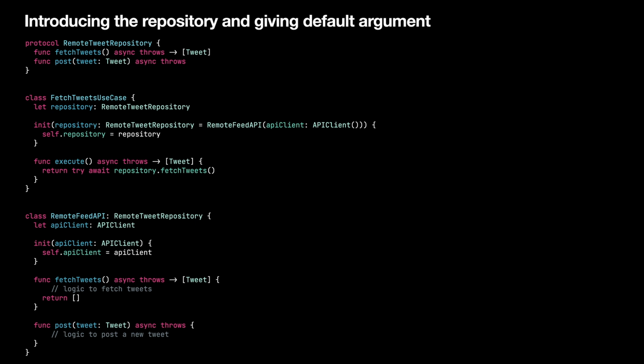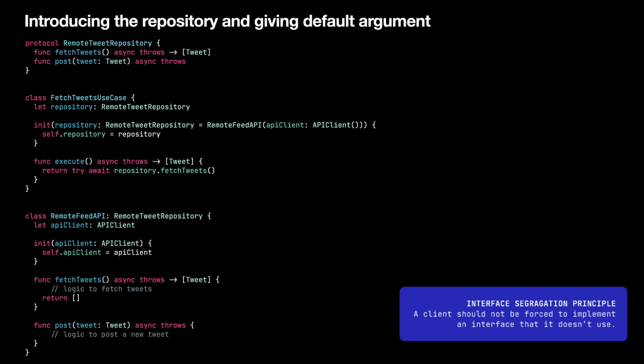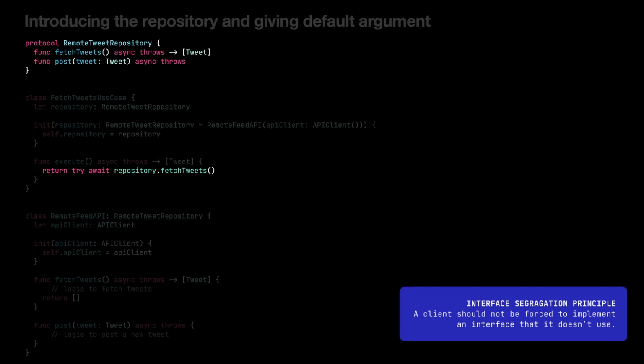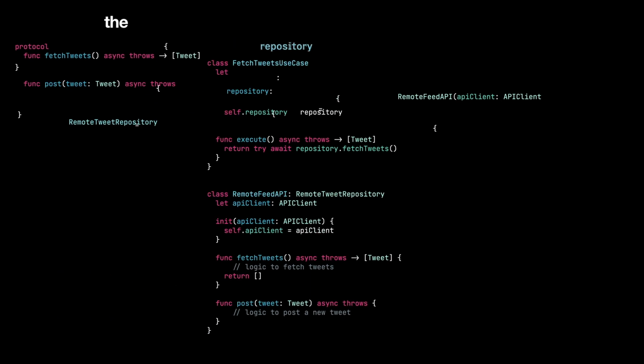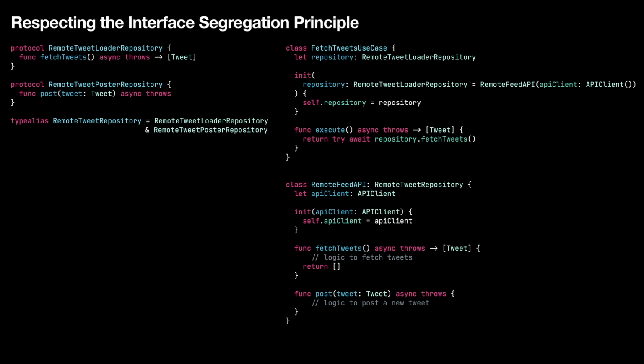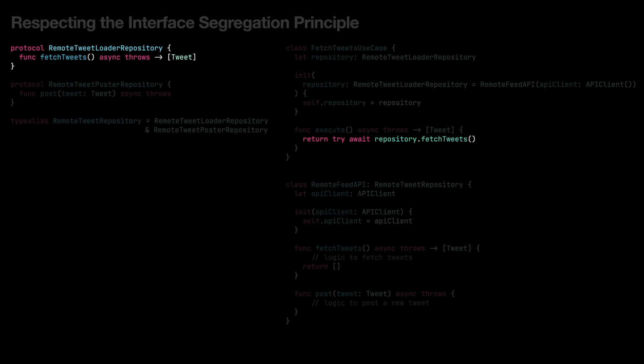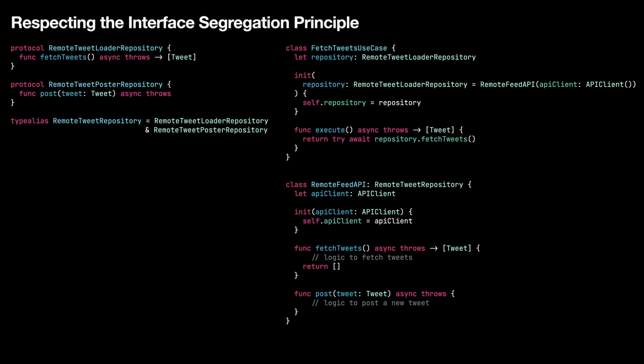We break yet another solid principle with our current implementation of our repository, and it is the interface segregation principle, which states a client should not be forced to implement an interface that it doesn't use. And here we are forcing our use case to implement the protocol where it only uses just the fetch tweets method. Let's fix this by splitting the protocol. Much better. The protocol used in our use case is using now methods we only use to perform that use case.